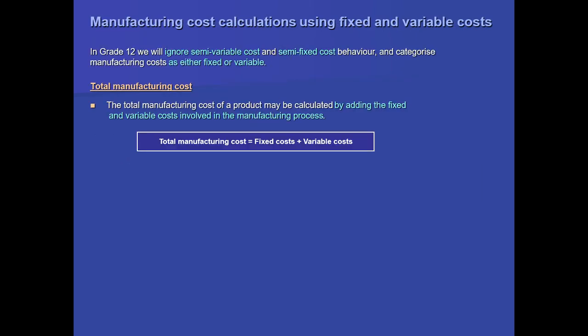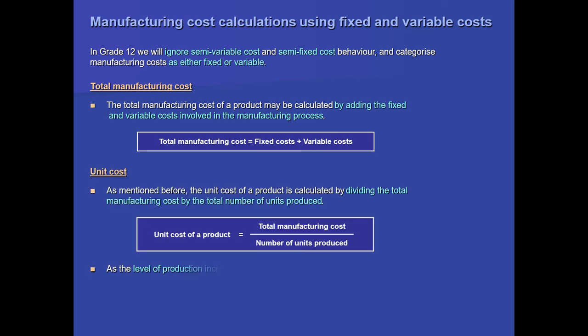Now total manufacturing cost, if you use cost behavior, will simply be fixed cost plus your variable cost. That's how you will calculate your total manufacturing cost using cost behaviors. Unit cost, as I've specified, you will take your total manufacturing cost divided by the number of units produced.